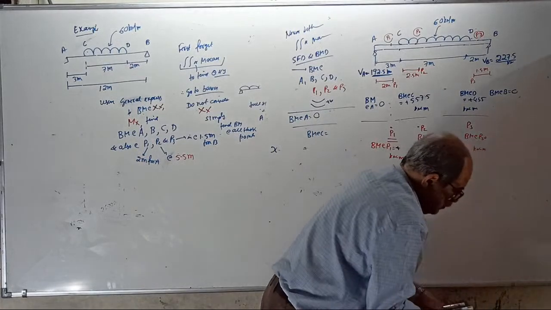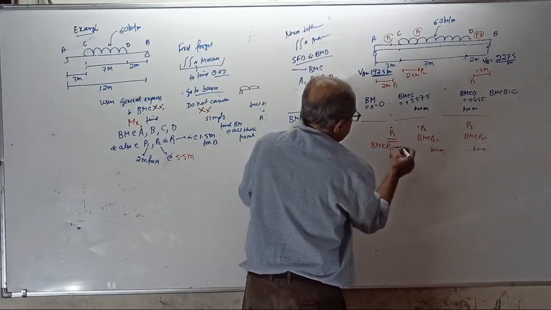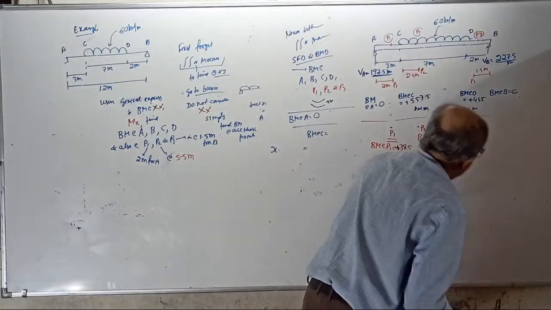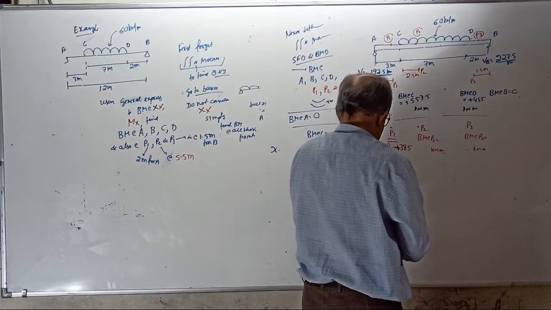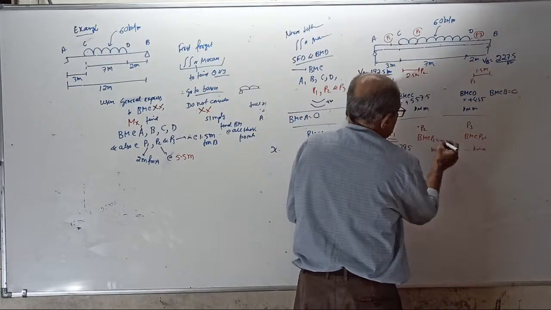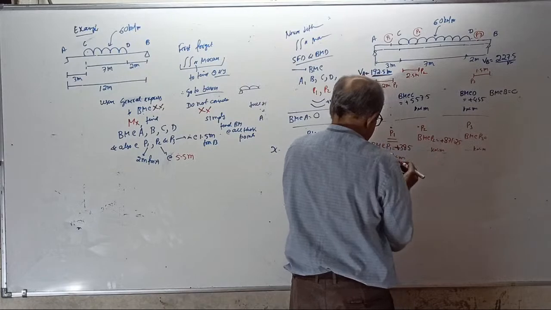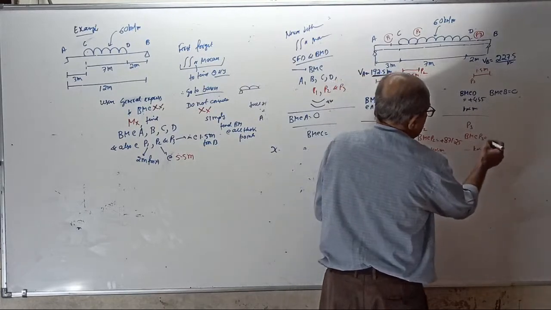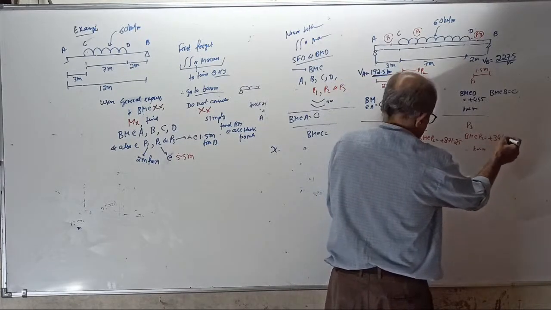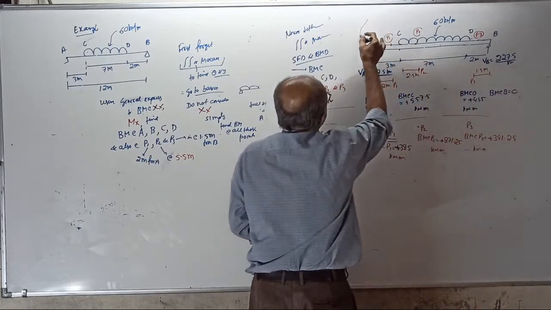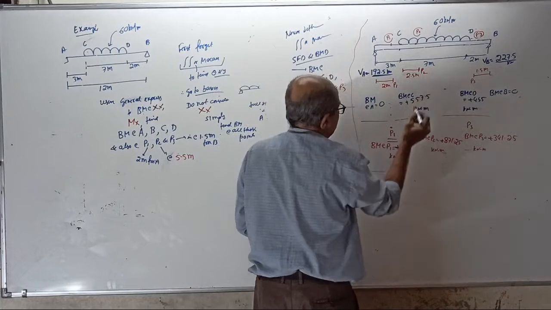Coloring is, I should maintain the same color code. Plus 385 kilonewton meter. BM at P2 plus 871.25 kilonewton meter. BM at P3 plus 341.25 kilonewton meter. Remember, these are all by basic.